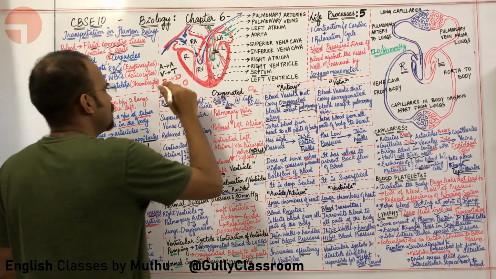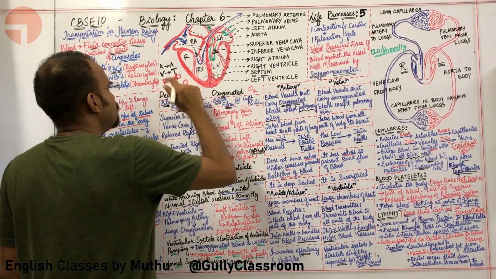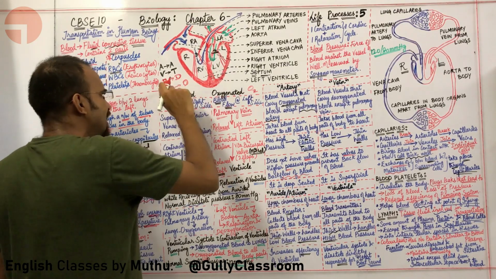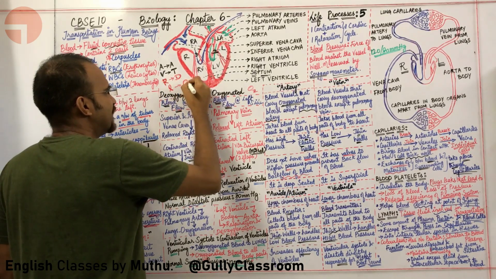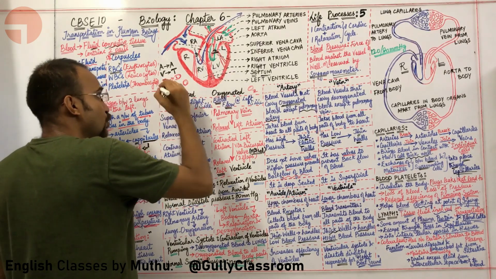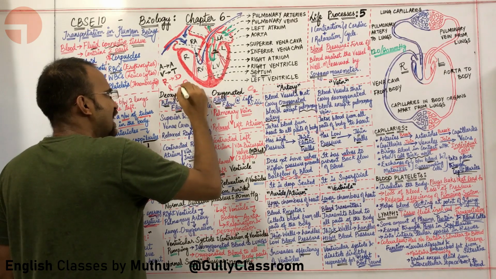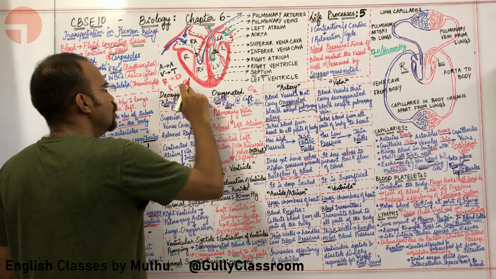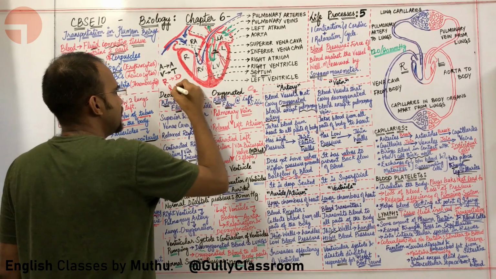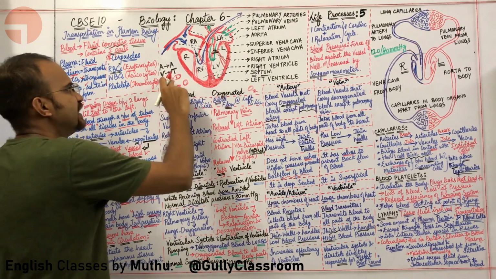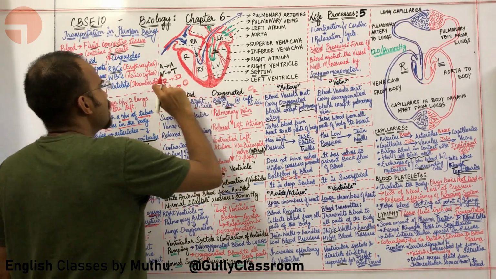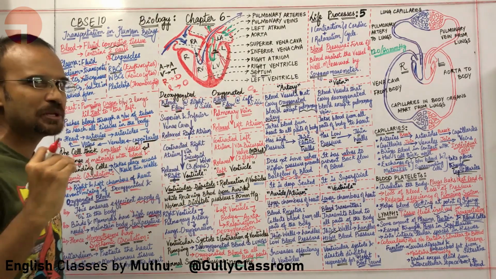Okay, sir. What about left? If you are going to put L with a larger round, you will get an O. So the left side is oxygenated blood. The right side of the heart deals with deoxygenated blood, the left side of the heart deals with oxygenated blood. Will you be able to remember this?